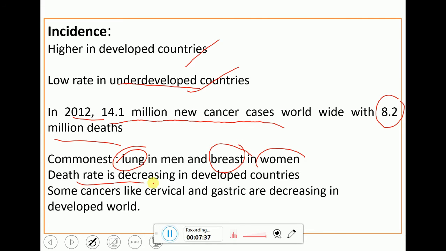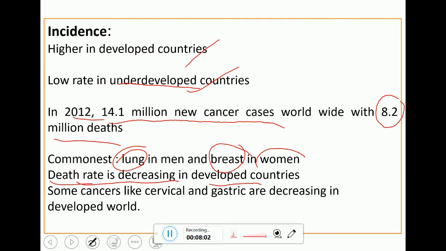Death rate is decreasing in developed countries. The rate of cancer development is higher in developed countries, but the rate of death is decreasing. Why? Because they have more advanced medical facilities. They can detect cancer in the early stage. It is well known that the earlier the cancer is detected, the more the chances that a particular patient can be saved.